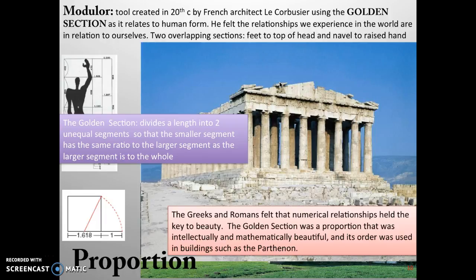Proportion has also had an important role in architecture. So sometimes one of the tools that was used was considered to be the golden section, dividing a length into two unequal segments so that this smaller segment would have the same relationship to the larger segment as the segment is to the whole. It is a big concept visually.